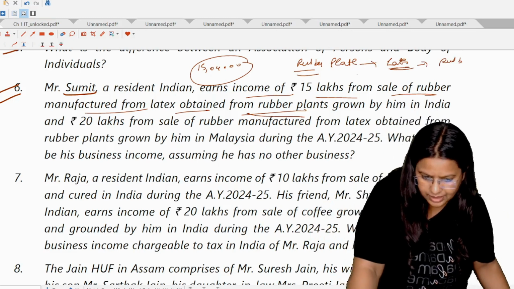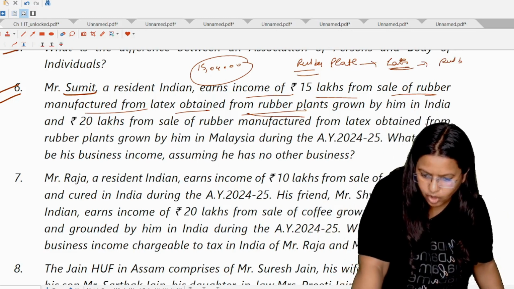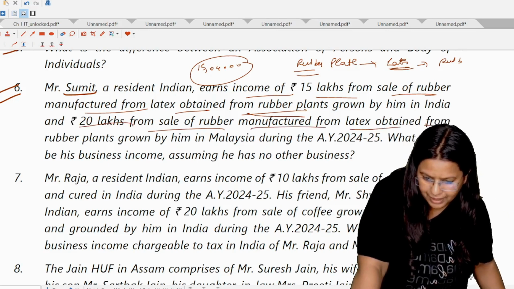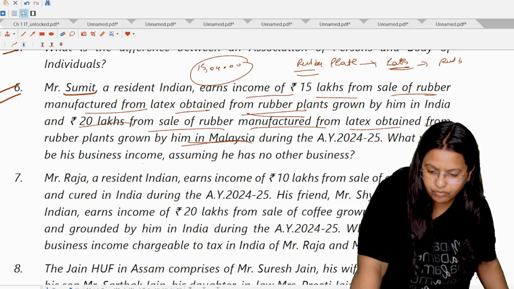Okay. Now the next part is, he got rupees 20 lakh income from sale of rubber manufactured from latex obtained from rubber plants grown by him in Malaysia. What would be his business income?